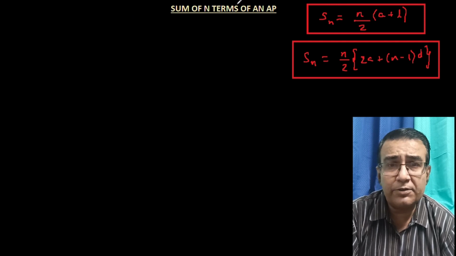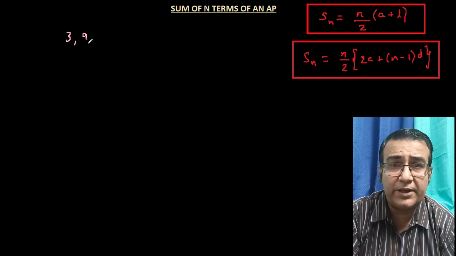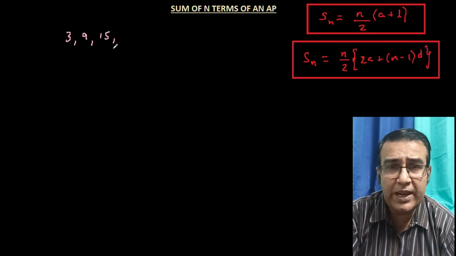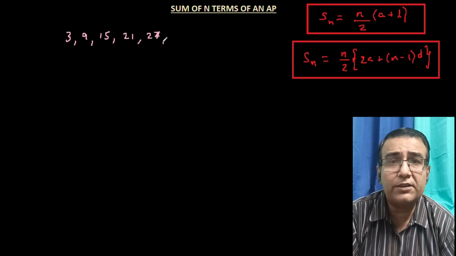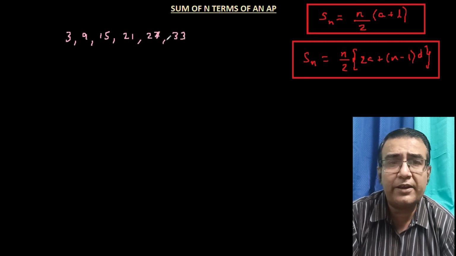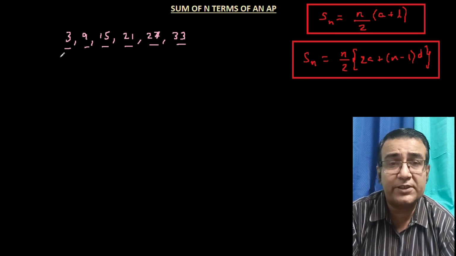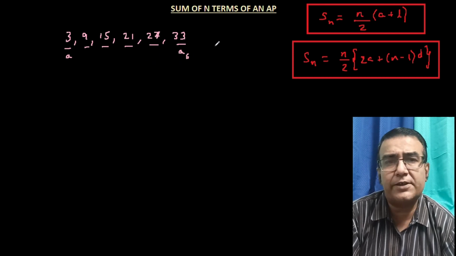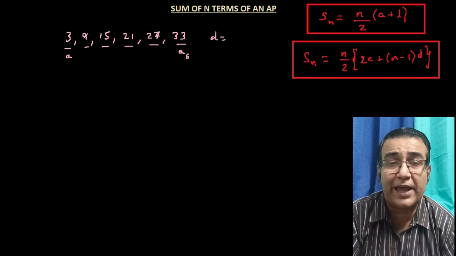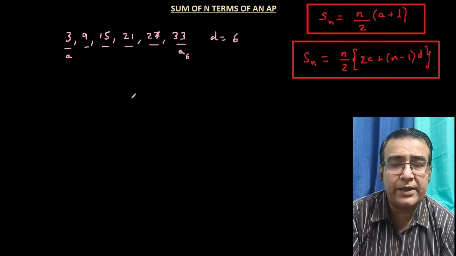Let me take any arithmetic sequence. Say the first term is 3, then the next term is 9, then 15, 21, 27 and 33. So how many terms are there in this arithmetic sequence? This is 1, 2, 3, 4, 5, 6, so there are 6 terms. The first term is a, the last term is a6, and the common difference is the difference between any two successive terms: 9 minus 3 or 15 minus 9 gives you 6.